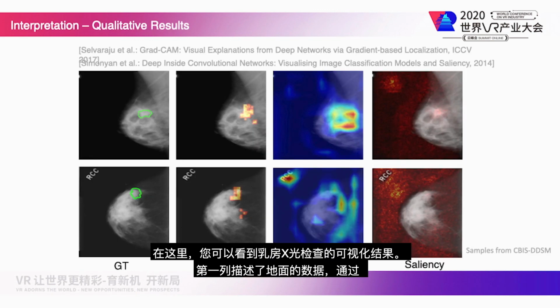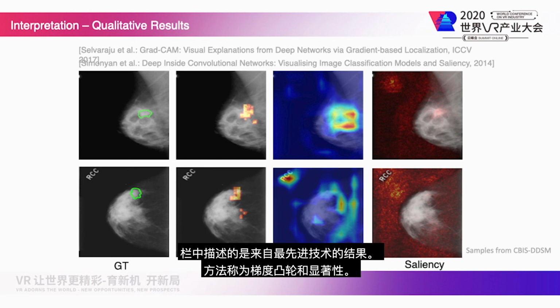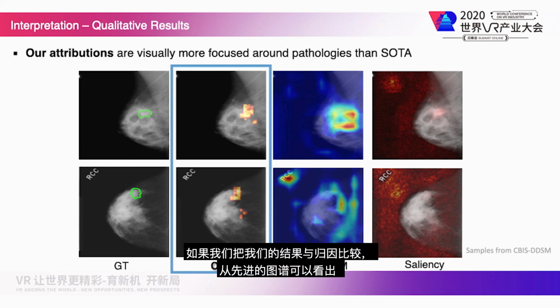Here you see visualization results on mammography data. The first column depicts ground truth annotations. The second column depicts our attribution results. And the third and the fourth columns depict results from state-of-the-art methods called GradCAM and saliency. If we compare our results to attribution maps from state-of-the-art, it is apparent that our maps are more compact and more focused around the ground truth.